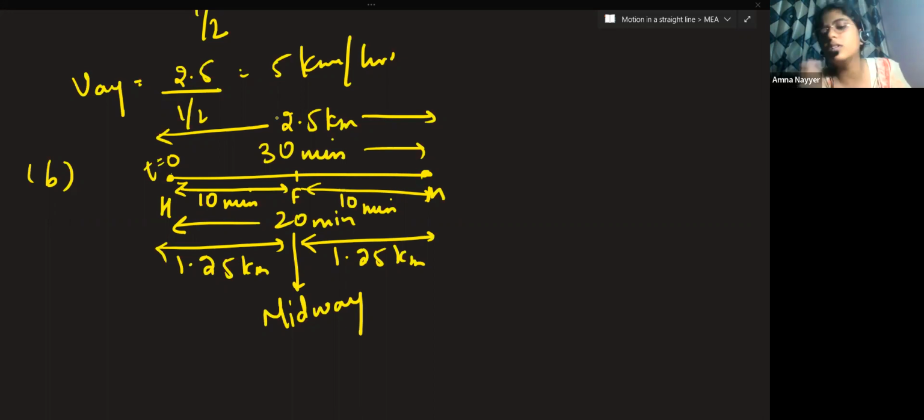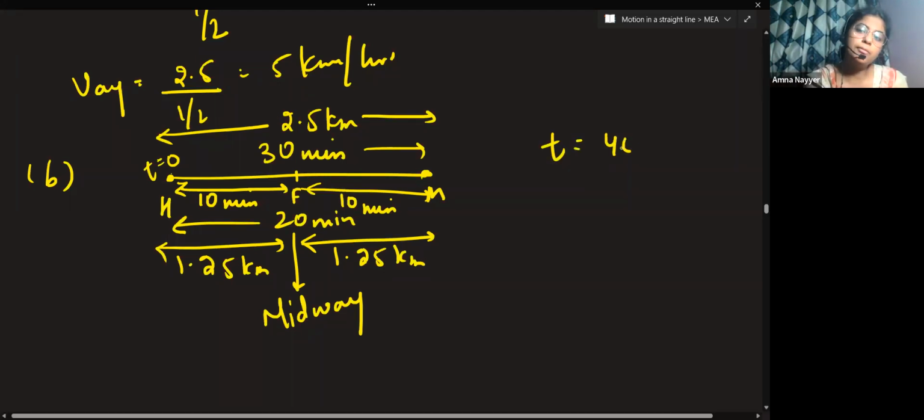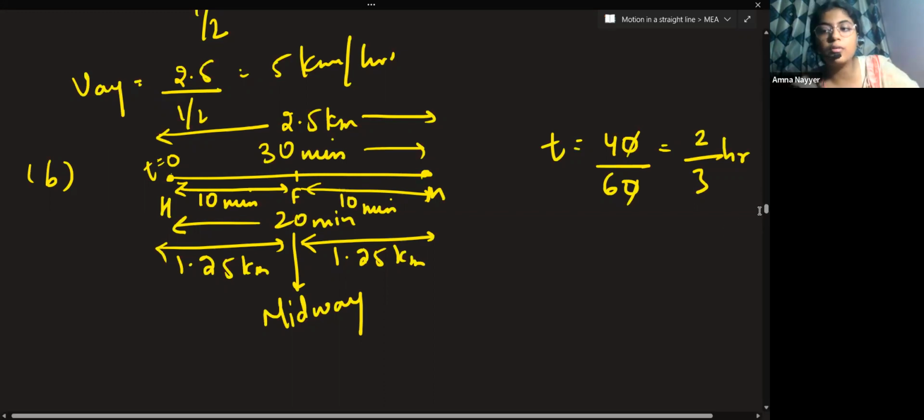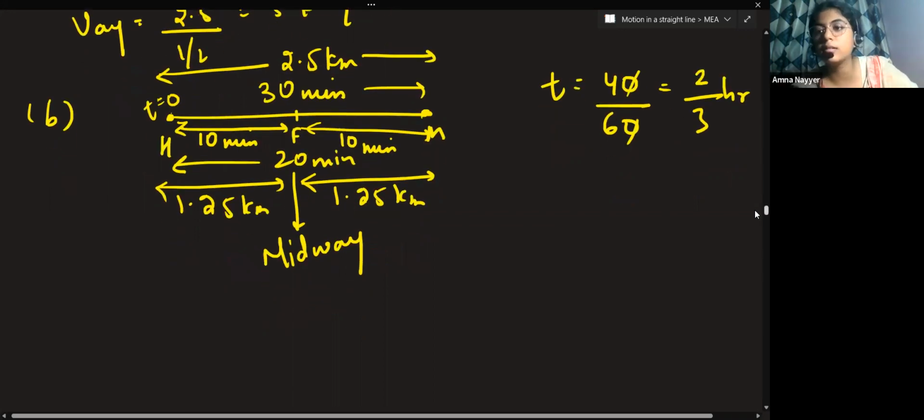That is 40 minutes. So convert 40 minutes. 40 minutes will be what? 2 by 3 of an hour, I think. If you solve it, 40 divided by 60, 2 by 3 of an hour you will get. Time period will be 40 minutes divided by 60, so this becomes 2 by 3 of an hour. Since we have to get it into a common unit and everything is mentioned in kilometers, that's why we are writing it in hours. Otherwise, the SI unit of velocity, we have discussed it, is not kilometer per hour. That is meter per second.